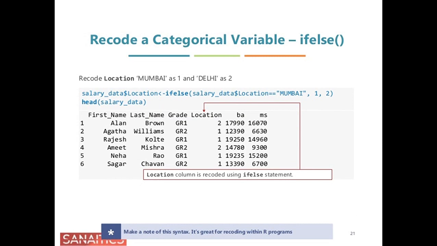Recode a categorical variable, that is if else. Recode location Mumbai as 1 and Delhi as 2. In the following code, location column is recoded using if else statement.